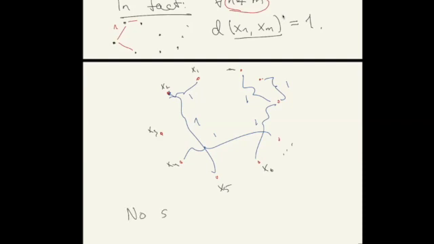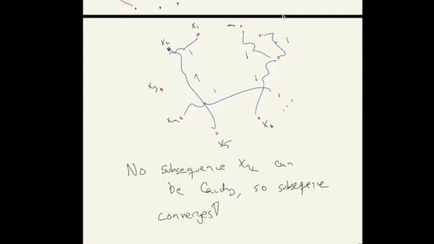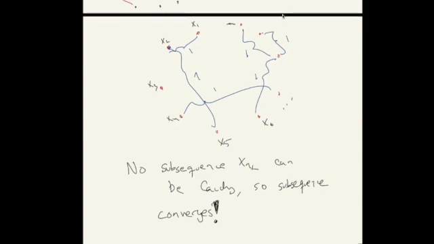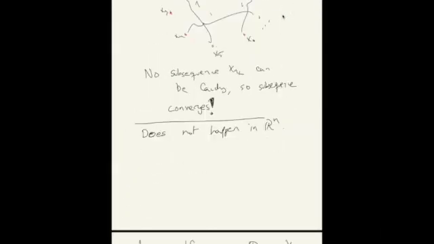And the point here is that no subsequence xnk can be Cauchy. So no subsequence converges. This is the hardest example, and we'll probably see this again in some ways. So there are some spaces that somehow have too much space in them. They fit too many points inside themselves with too large distance. Now, this issue does not happen in Rn, as we will see.